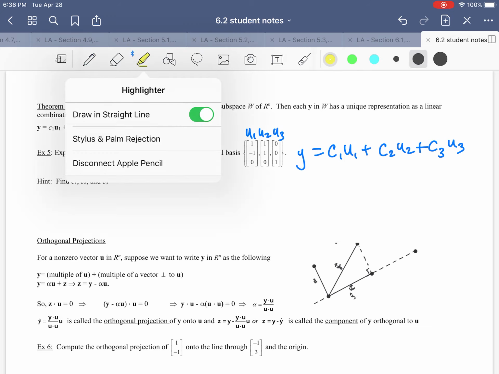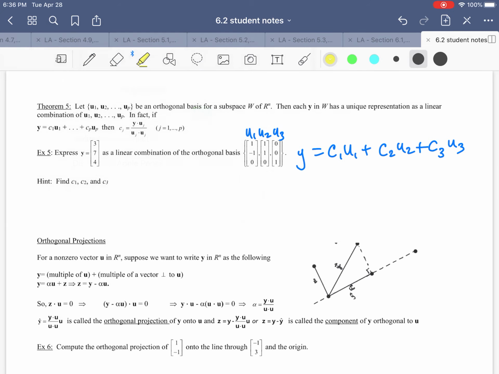Okay, so we know u1, u2, and u3. What we're trying to find is what constants I have to put in front of those things. And so we're going to end up with an equation. What this is telling you up above here, to find those values of C, is this: these are the coefficients to put in front of your basis vectors to linearly combine them to be the vector that you started with, this y vector.